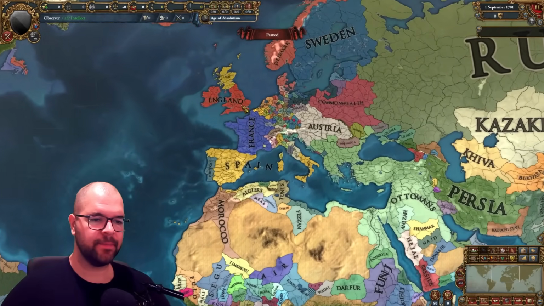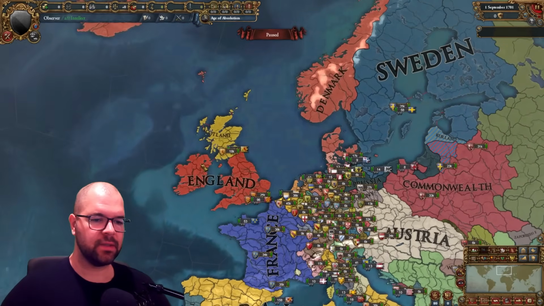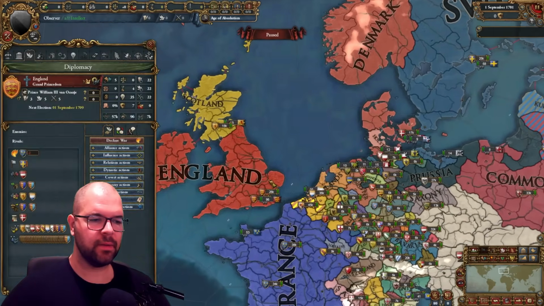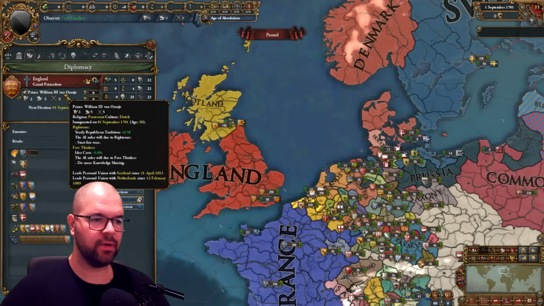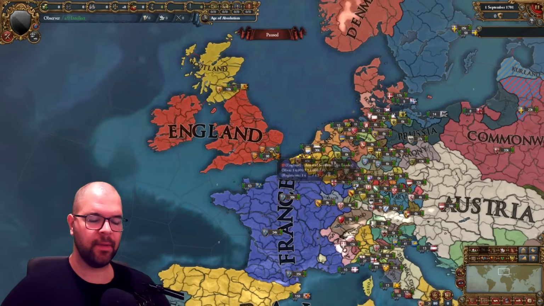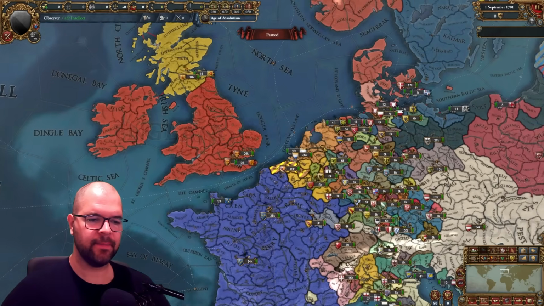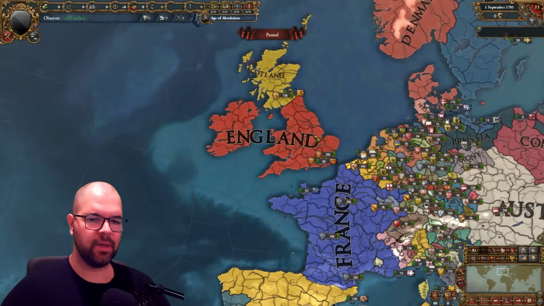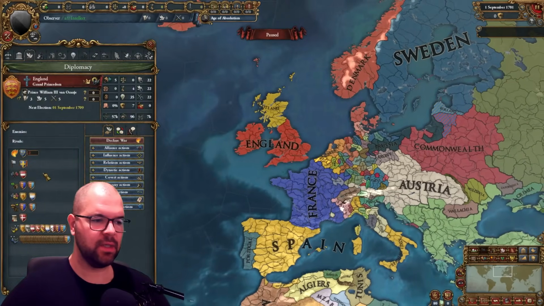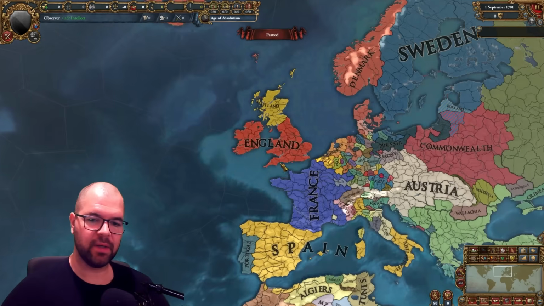Let's zoom in on England, where we can see that the ruler is Prince William III van Oranje, which means of orange. And that should be a connection to the Netherlands. When we zoom out, we can see that they have colonies. They have Newfoundland and the 13 colonies, which we will look at after we are done with Europe.